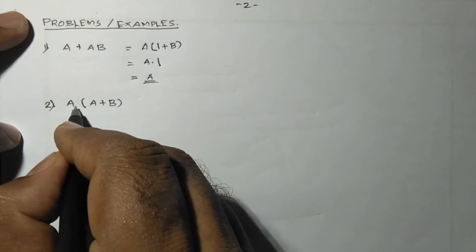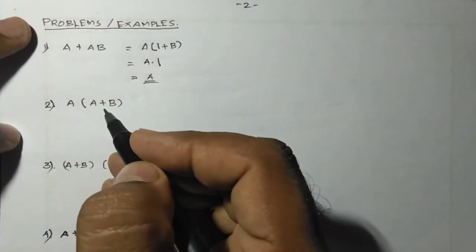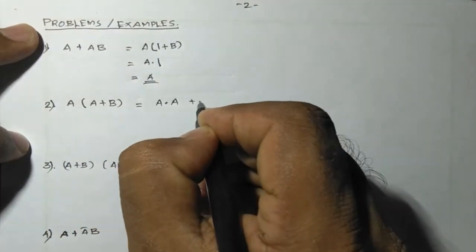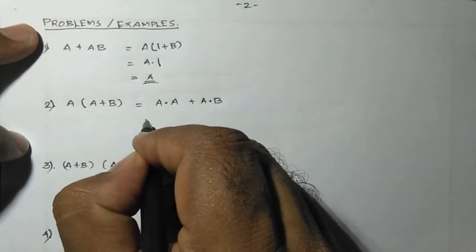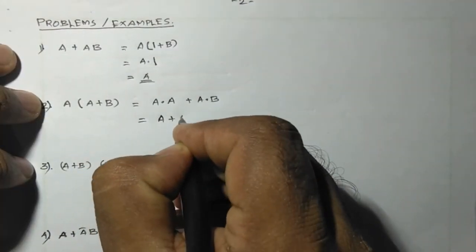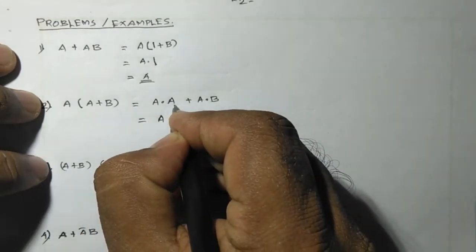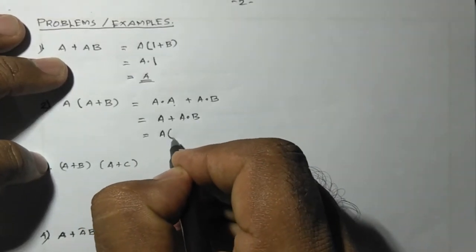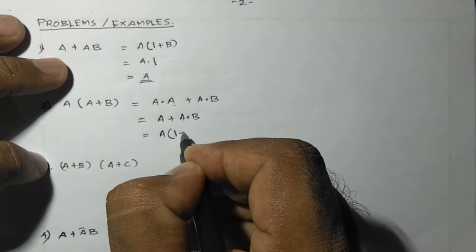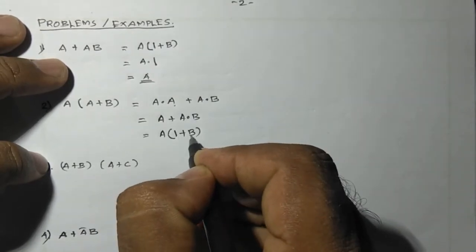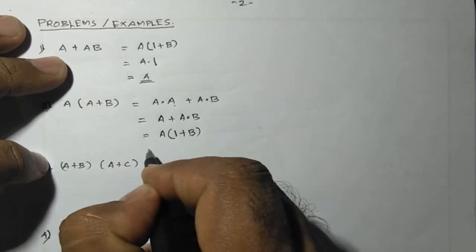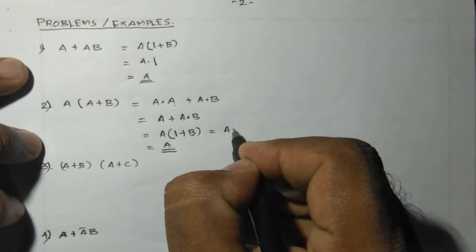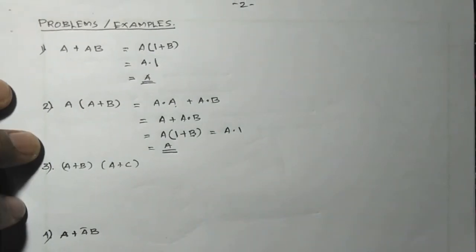Now the second problem, A and (A or B). We can write it as A and A or A and B. This is equal to A or A and B, because A and A is A. And taking A as the common outside, A and (1 or B). 1 or B is 1. So this becomes A. So we write it as A and 1, which is 1, which is A.